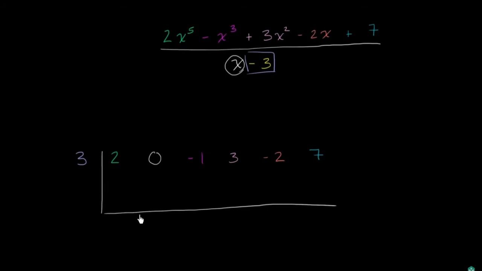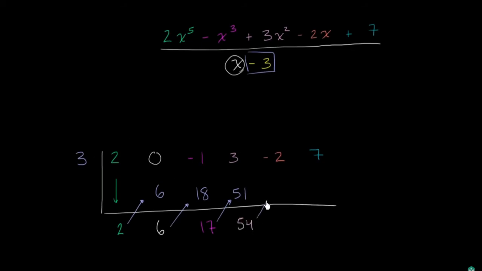So we'll bring down this 2, and then multiply the 2 times the 3. 2 times 3 gives us 6. 0 plus 6 is 6. And then we multiply that times the 3, and we get positive 18. Negative 1 plus 18 is 17. Multiply that times the 3. 17 times 3 is 51. 3 plus 51 is 54. Multiply that times 3.